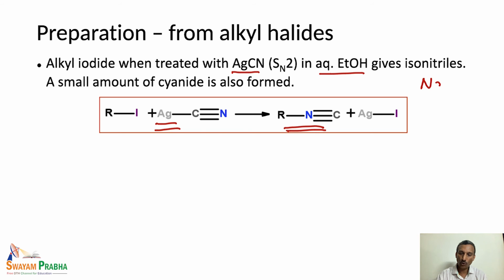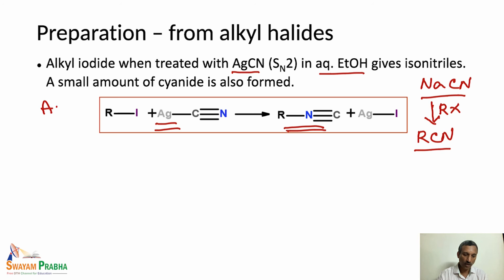When we use sodium cyanide, which is an ionic species, that reacts with the alkyl halide to produce R-CN. But if you are using a covalent one, because in silver cyanide the silver-carbon bond is basically covalent in nature compared to sodium cyanide, where the Na-C bond is actually ionic in nature. So, here AgCN when treated with RX gives RNC. So, these are the two different reactions.